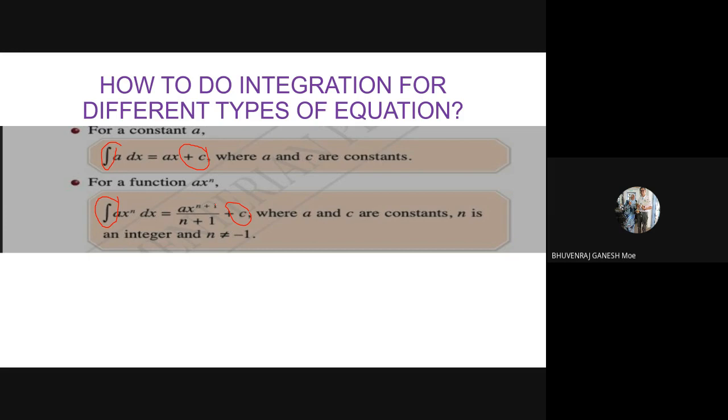Sebab banyak calon lupa. A lot of people forget, they just integrate, mereka dah puas dah. They already happy. But they forgot to add plus C kat belakang. Ini adalah kesilapan paling lazim kat sini. Okay, so I don't want you guys to do that mistake lah.